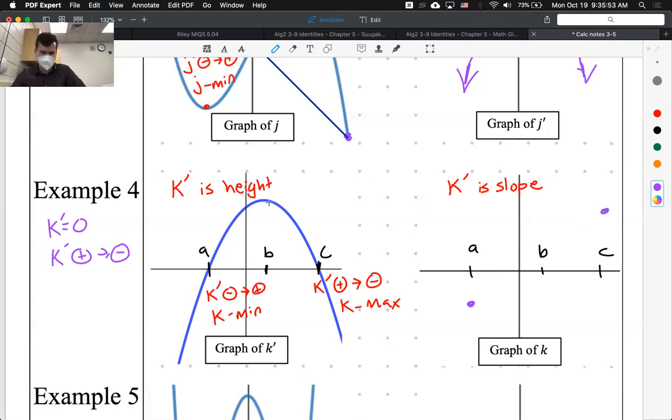What's happening here at B? Something interesting is happening at B. It looks like I have this maximum, but this is a maximum on K prime. So who can tell me what's going on here at this point B? What is this thing? At some important point, you need to give me the definition of it though.